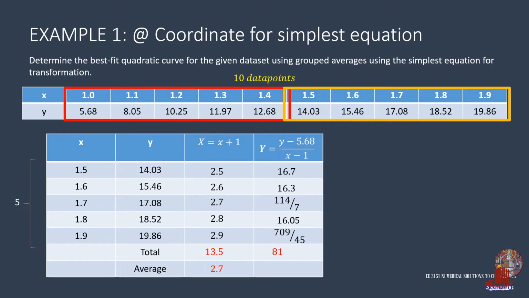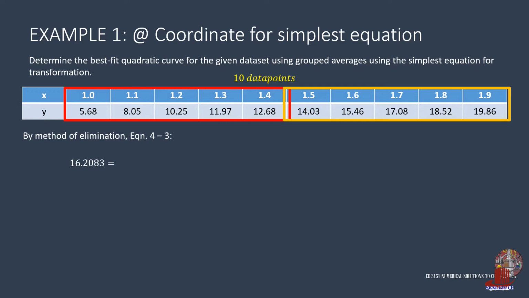The summation of these values is 81.0913, the average of which makes 16.2083. For both averages, the fourth equation is written as 16.2083 equal to 2.7a plus b.